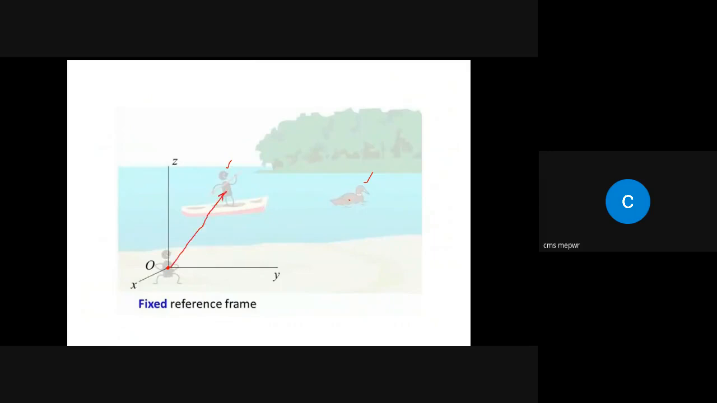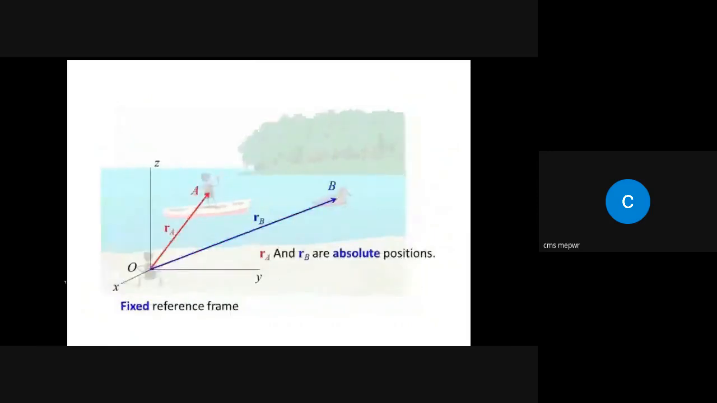Okay, let this position vector be RA, and let this position vector be RB. So RA and RB basically represent the position of object A and object B with respect to this fixed origin, which are also shown over here. So RA and RB are basically the absolute positions of this moving observer or translating observer and this duck.